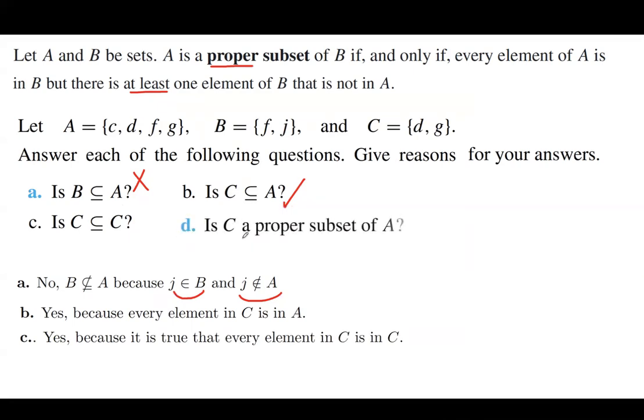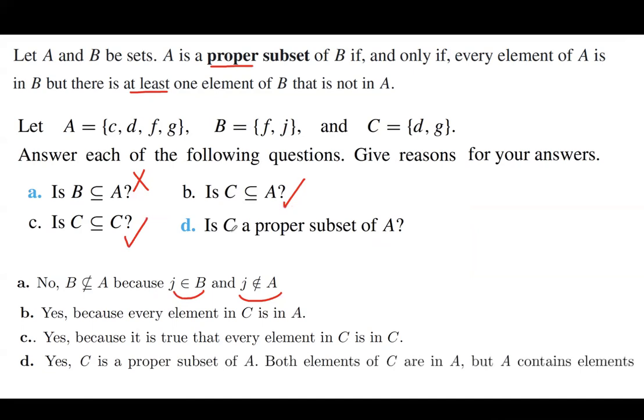And finally, D, is C a proper subset of A? Well, the answer here is yes. Why is that? Because there are elements in set A that are not in set C. So C is going to be a proper subset of set A. Okay, let us move on to next slide.